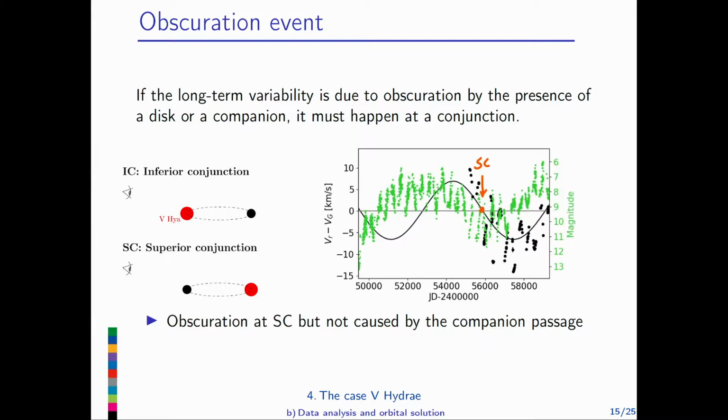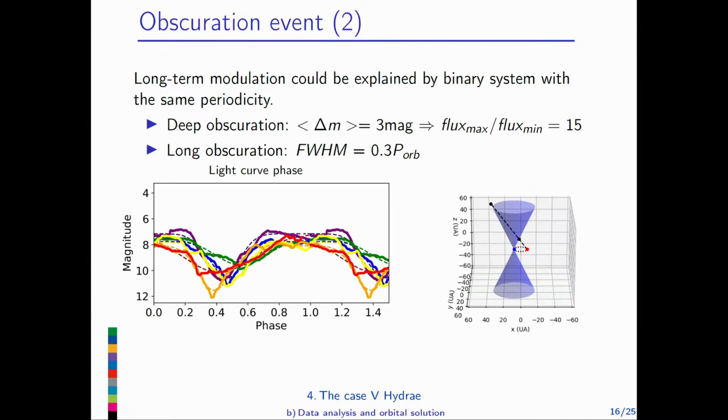Yes. In fact, we have the obscuration at SC, so at the superior conjunction, so when V Hydrae is really far from us, and when the companion is in front of V Hydrae. So our explanation is that this obscuration is due, in a sense, to the companion, but it cannot be due only to the companion. It cannot be an eclipsing binary, because the obscuration is too deep and too long to be explained by that.